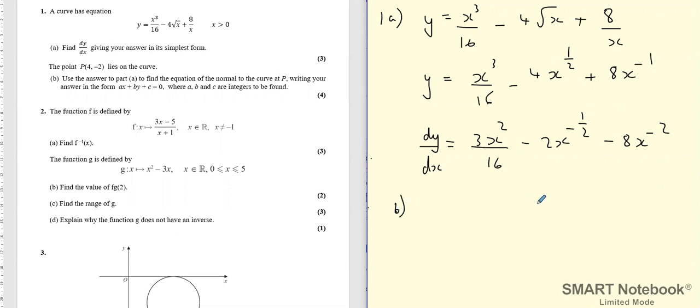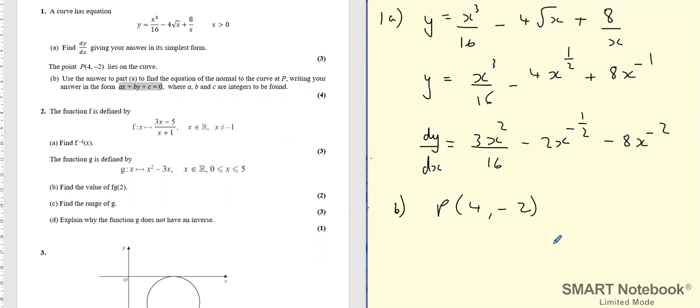Now in part B, we've been told that the point P, which has coordinates 4, minus 2, lies on the curve. It lies on y. And it says, use your answer to part A to find the equation of the normal. So again, the word normal is something I would underline in the question, because it's not asking for the tangent, it's asking for the equation of the normal. And we also need to leave our answer in that form, where a, b, and c are integers.